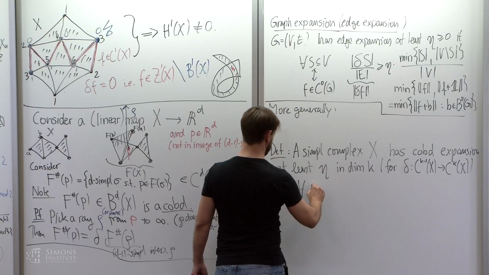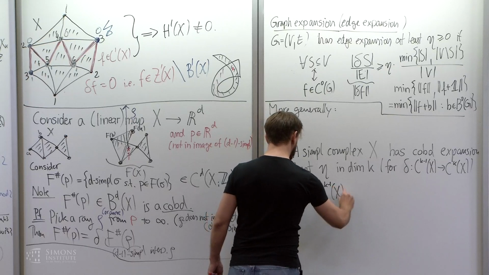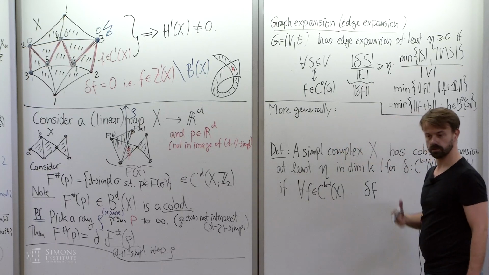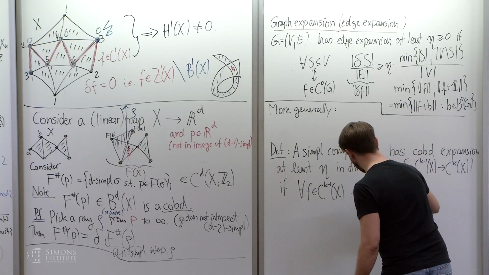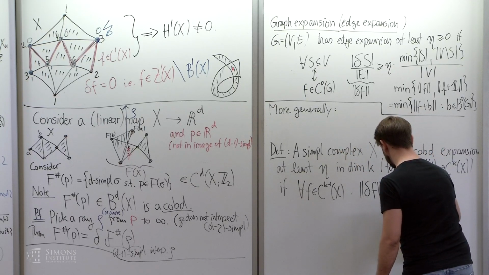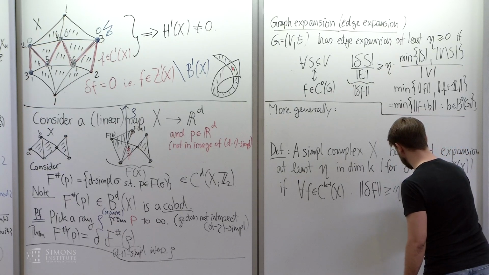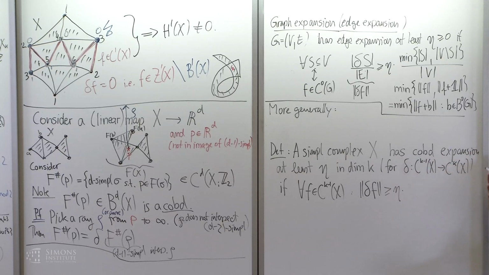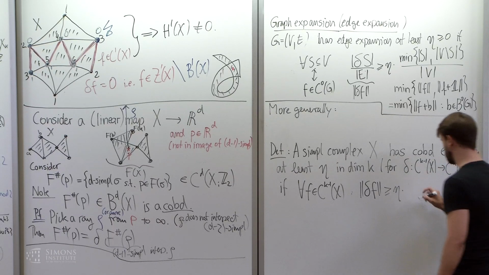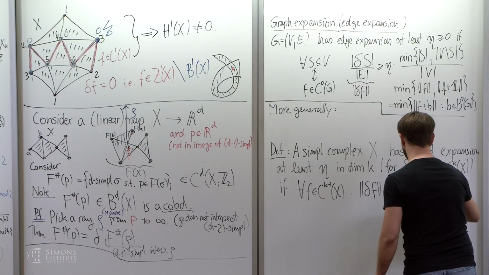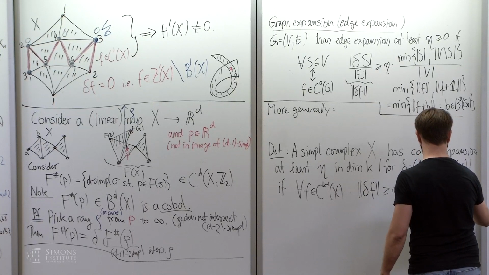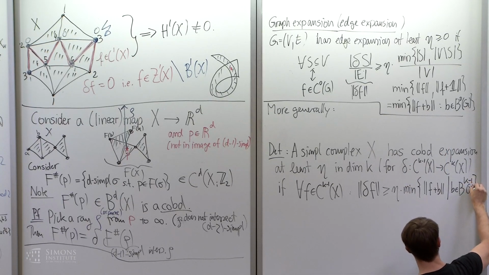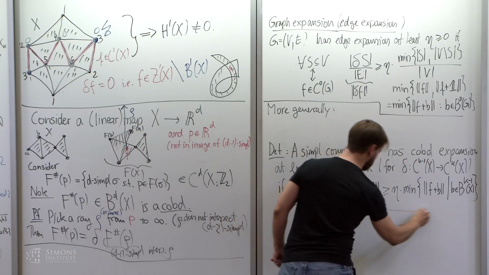So for every k minus 1 dimensional cochain, I want that if I look at its co-boundary and I look at its normalized Hamming norm, then this is at least my expansion factor times the normalized Hamming norm of f, not quite, times however small I can make the normalized Hamming norm of f by adding a coboundary of the same dimension. So this is my defining inequality.